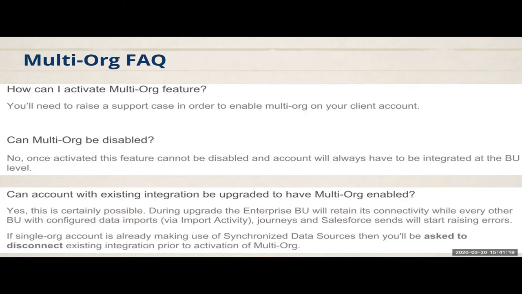It's not possible. And if you are having a single org, can you upgrade it? Yes, you can. The only thing is, from a single org, everything is now on the enterprise BU level. So you have to disconnect the existing synchronizations, any jobs that are running, like journeys and all that you have. Disconnect all that, ensure no other syncing is happening right now, then go ahead and upgrade it to multi-org, and then do the re-setup with the new orgs with the BUs that you have.